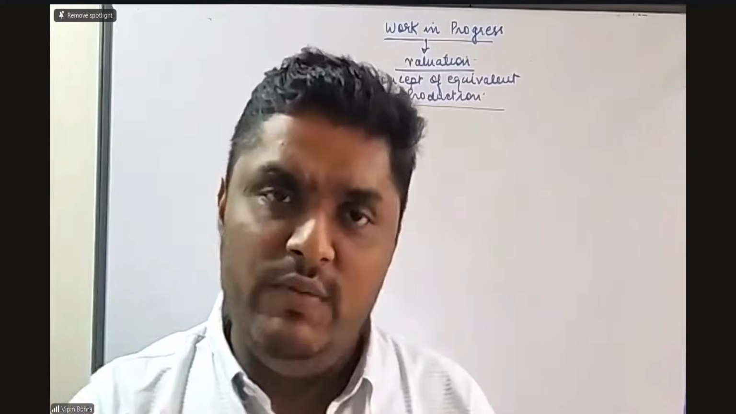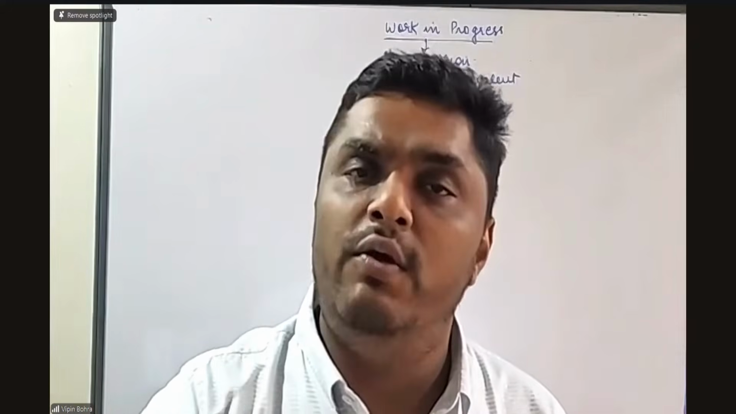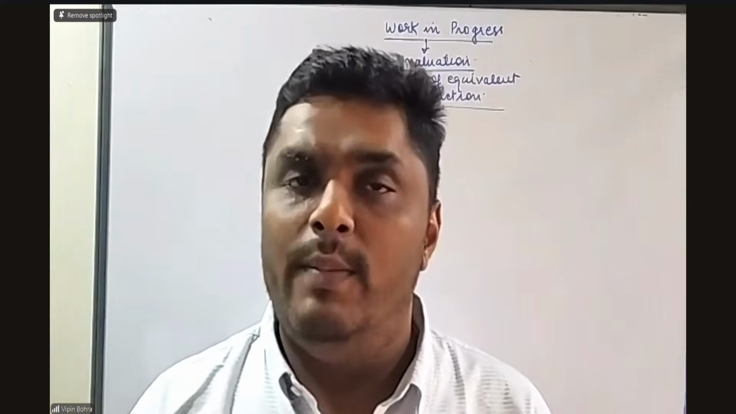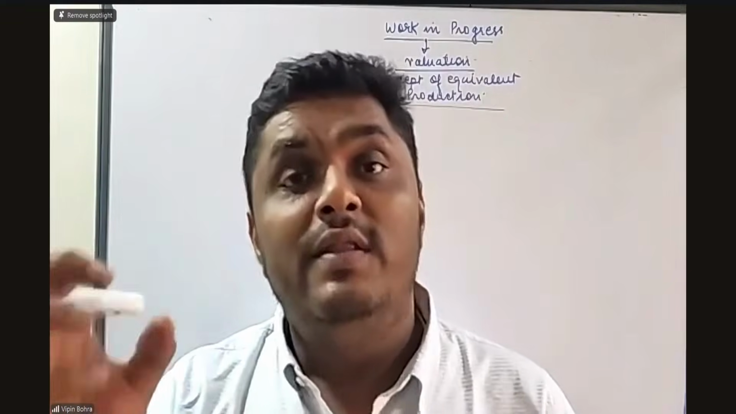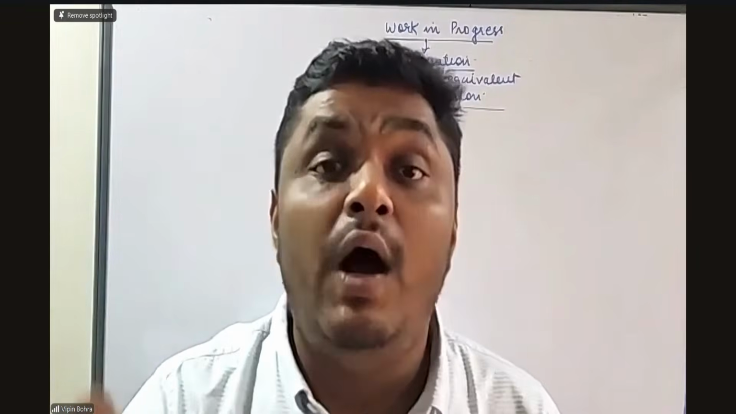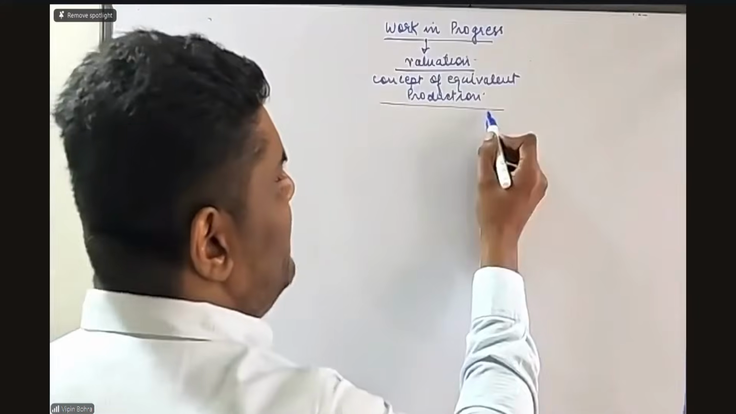See, when the units were 100% processed, it was very, very easy for us to calculate the cost per unit and to calculate the total amount. And that total amount was transferred to the next process. But if some units are still in process, how to value the same? The concept of equivalent production comes into the picture. Let's take a very basic example.